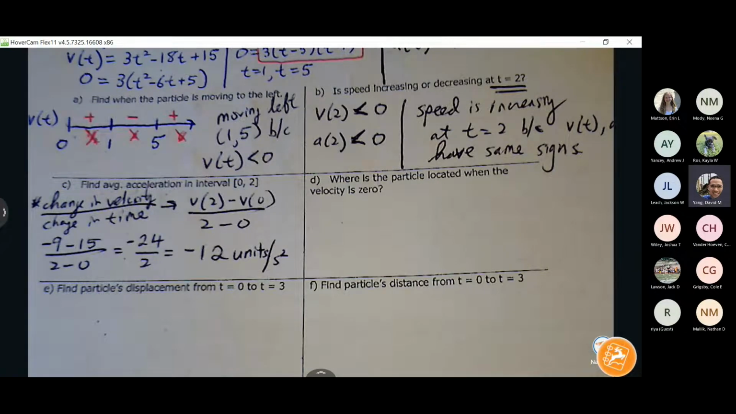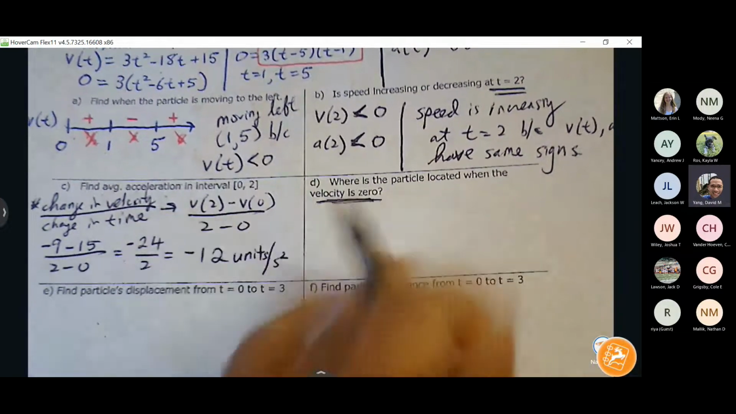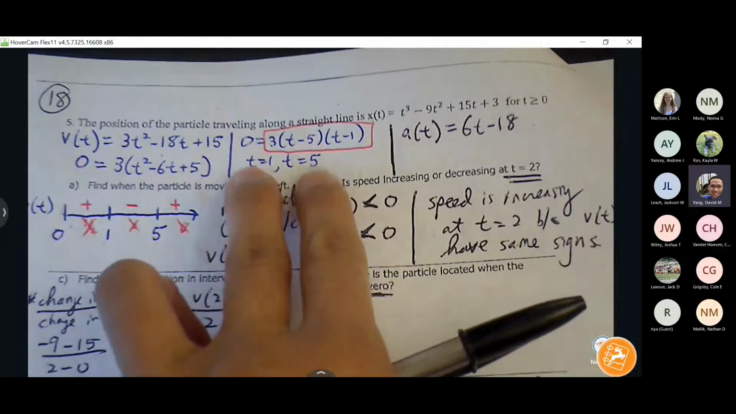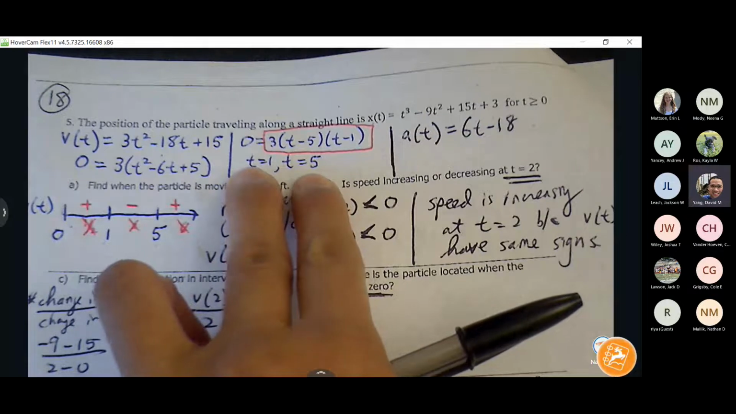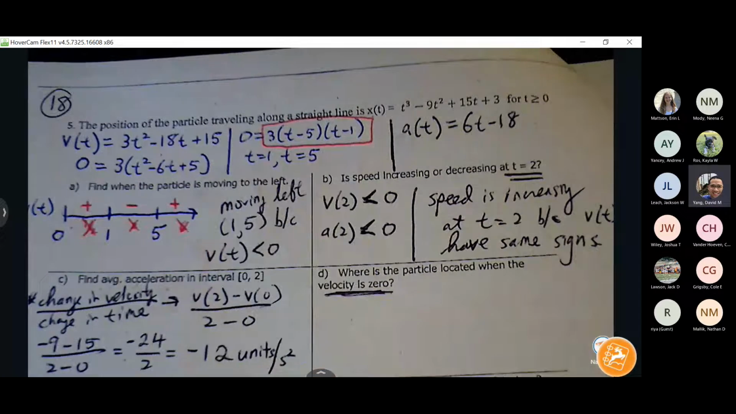Okay, where's the particle located when the velocity is 0? Well, velocity is 0, we know that from before, right? Velocity is 0 at 1 and 5. So we just want to know where's the particle located at 1 and 5. So how can I do that? Plug in 1 and 5 into the position function, yeah.